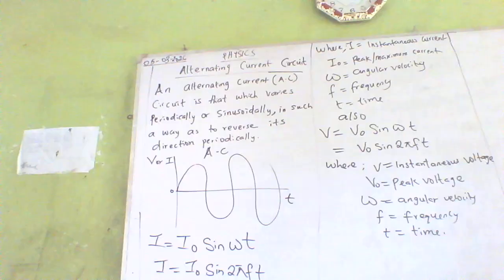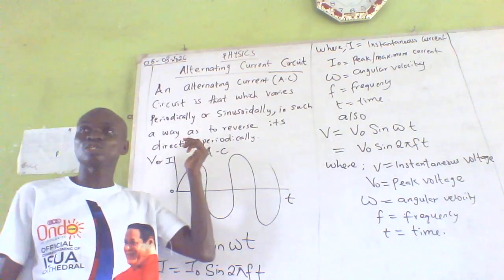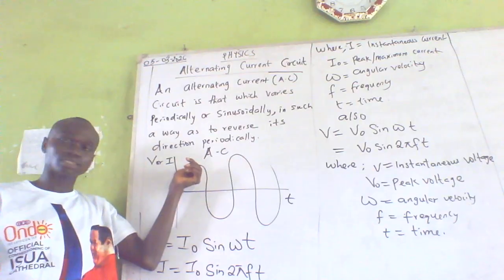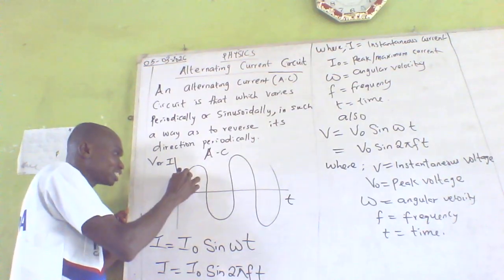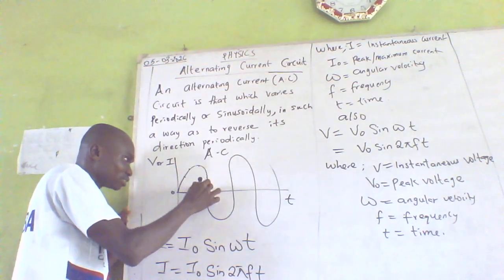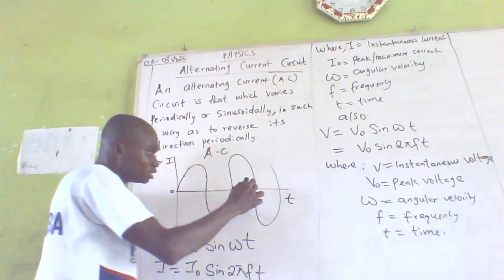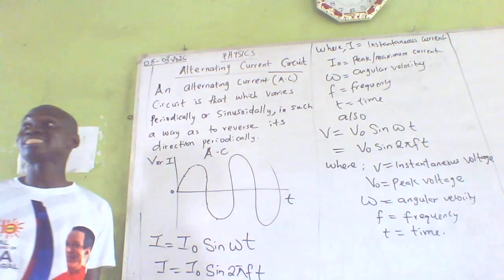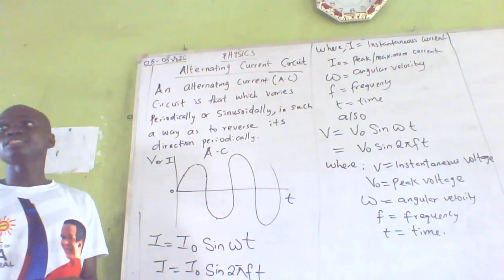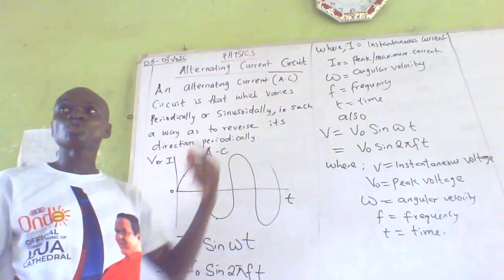Instantaneous current. When we say instantaneous, it means at an instant, at any point here. So we can calculate current at any point. Do you get that? I can calculate the value of the current at this point. That's called instantaneous, at any instant. Do you get it now? So peak is the maximum.